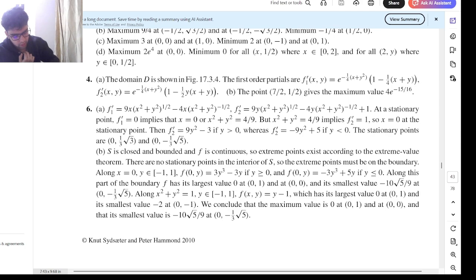So minus 10 root 5 upon 9, let me just check once more. So we had minus 2 and 5 to the power 3 by 2. If I take out 5 squared, I'll be left with negative 10 upon 9 into root 5. Yeah, so what we have done is correct.